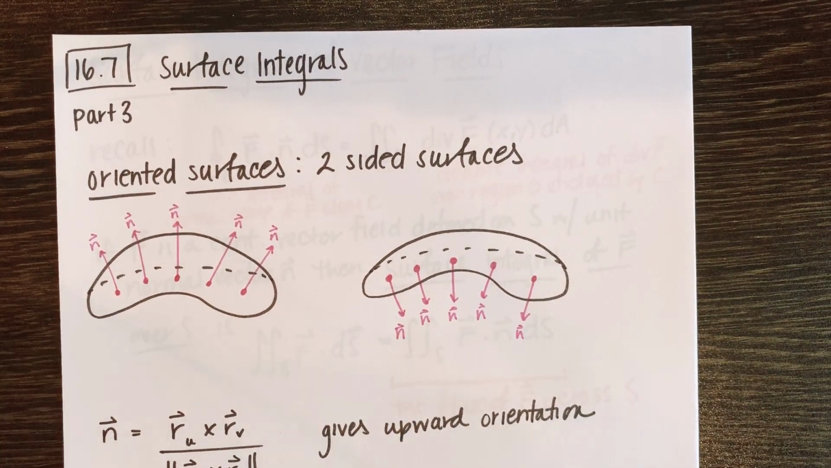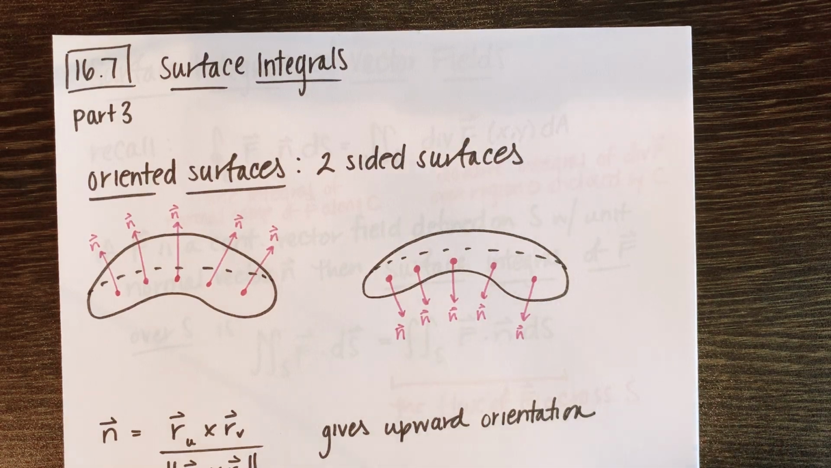Okay, so this is 16.7, part 3, still talking about surface integrals, but this time we're going to start looking at surface integrals of vector fields. In order to do that, we're going to start our conversation discussing oriented surfaces. And oriented surfaces just mean that there are essentially two sides to the surface.